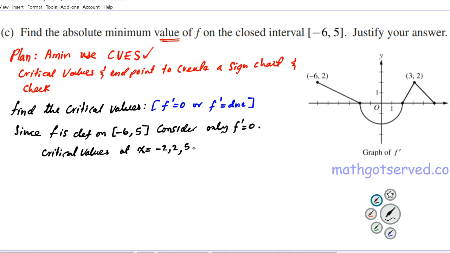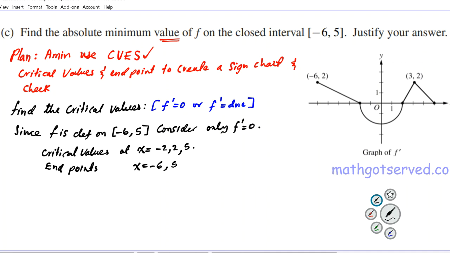In some questions in the AP exam, they'll just ask you to find the critical values, and there you go. But in this particular question, we're doing more with it. So we have the critical values and we have the endpoints. The endpoints are negative 6 to 5. So endpoints are x equals negative 6 and 5.